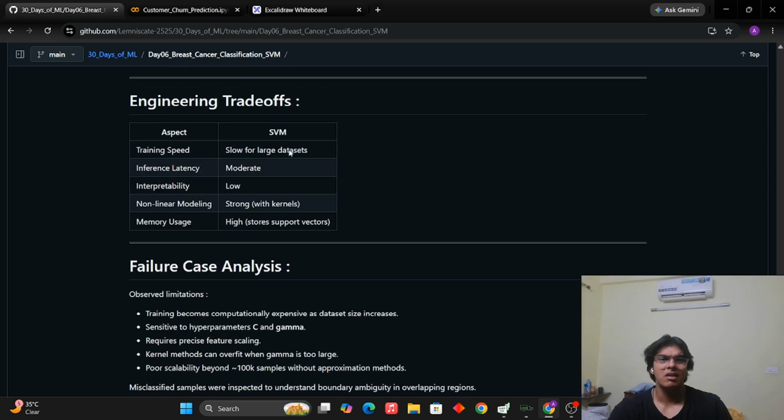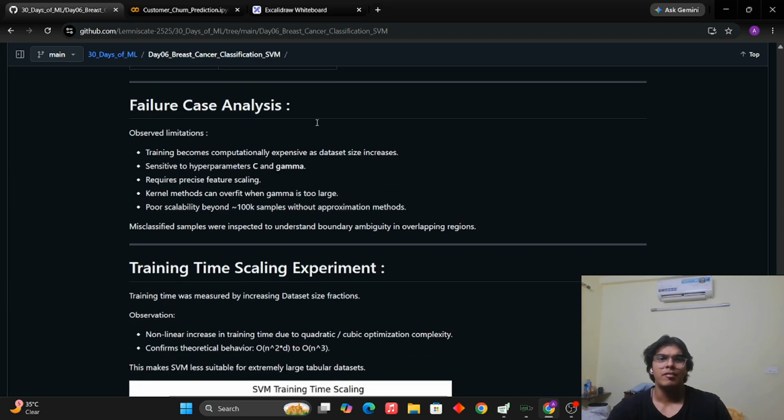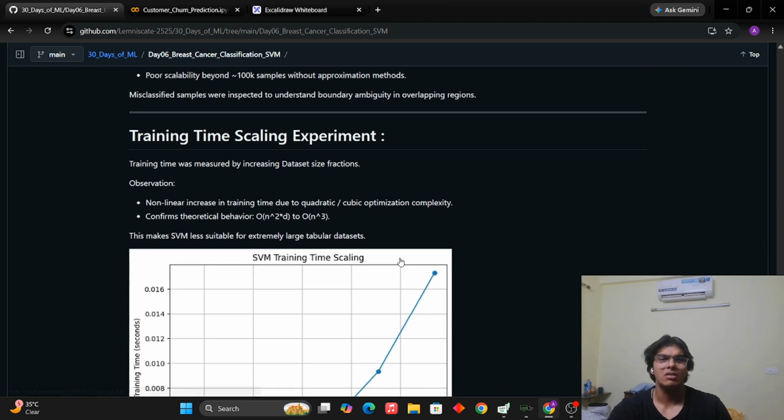These are some of the engineering trade-offs. The interpretability is low because SVM is not always clear. Latency is okay, though the calculation sometimes takes time. Training speed is slow for large data sets. These are some failure cases, where SVM usually fails. So we need to tune the hyperparameters correctly. Training is sensitive to data size. You can read it. This is all simple.